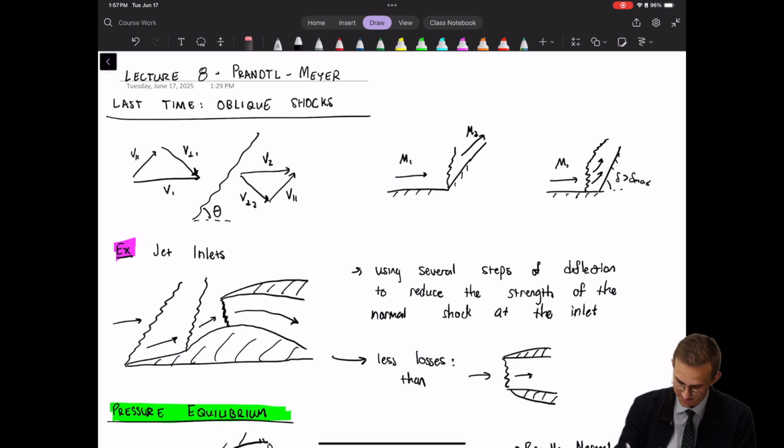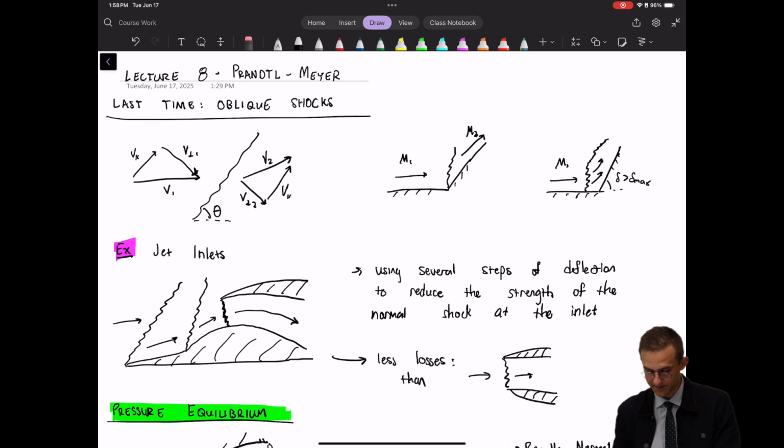In fact, this is poorly drawn because V2 looks like it's in the same direction as V1. But in reality here, because V2 perp is smaller than V perp 1, right? And we have the same V parallel as we had before, V2 always gets deflected towards the shock itself, or away from the shock normal. V parallel is the same as before.